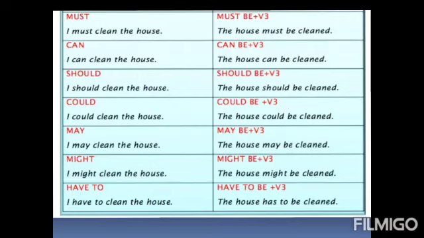So we see that along with the modal verb, we have to use be plus third form of verb, and its passive will take place. And by me here is optional.